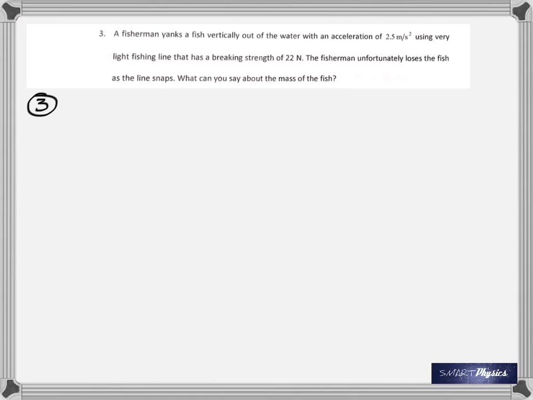Are you able to visualize it? Now what is he doing? He's going against gravity. He's yanking it up. So what do you think? Will the tension increase in the string and the fishing line, or will it decrease? Increase. But if he was moving it down, it would decrease.